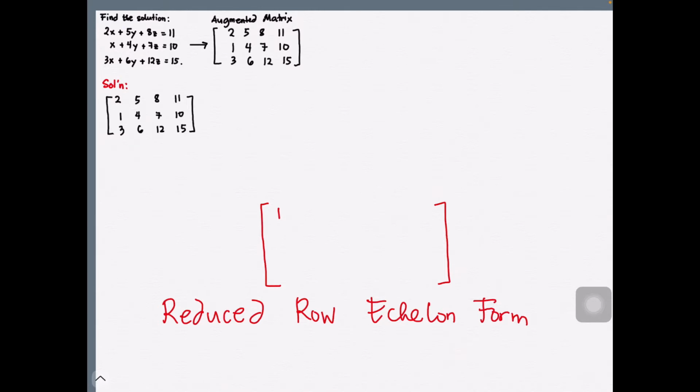Once we obtain a leading one for a given row, the rest of the entries in the column containing that leading one should be 0. So having this as a leading one for the second row, the rest of the entries in this column, or the second column, must be zeros. Similarly, we have this.